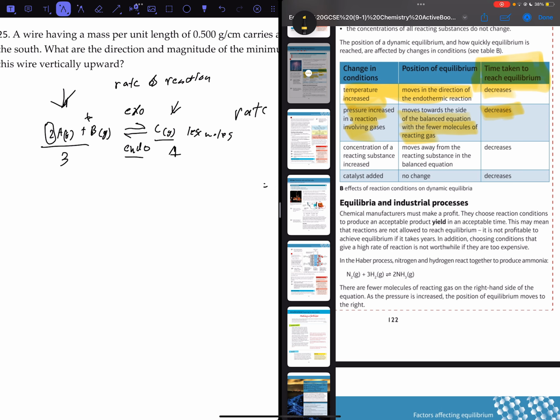And then our last thing is adding concentration. This one's very simple. This is the idea. If I add a lot of A, like I take a jug of A and add it to my reaction, I now have too much A.